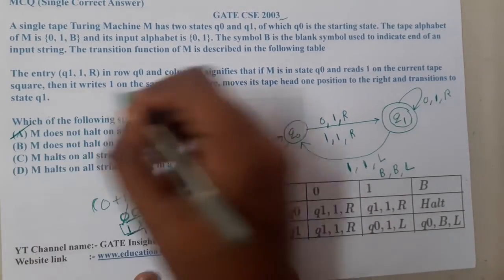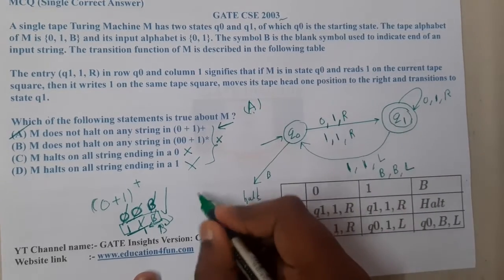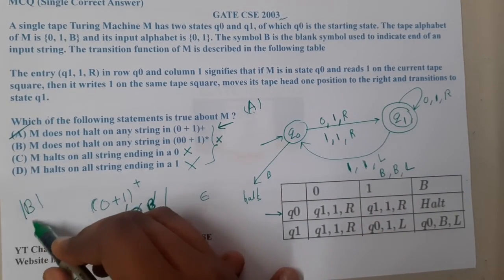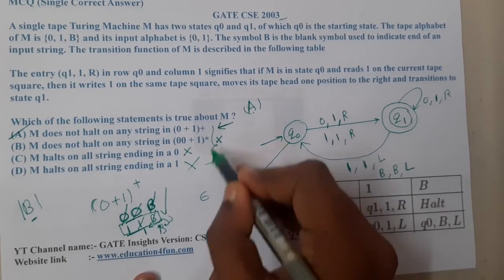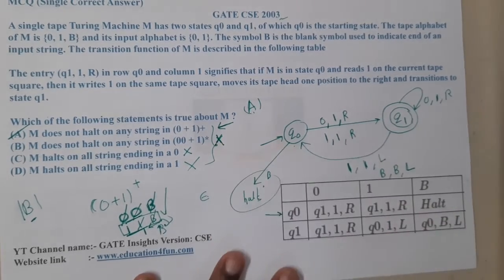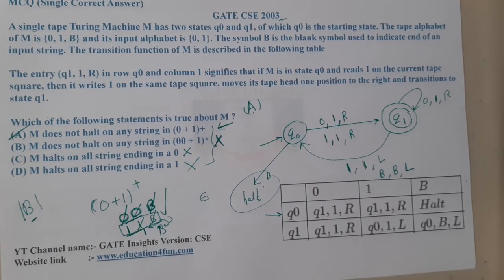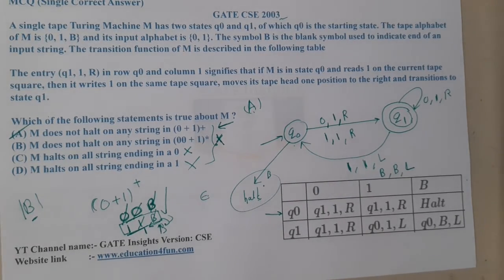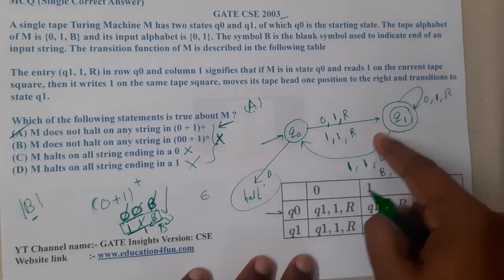So most probably A will be the correct answer, guys. Because if we take epsilon as our string, that is nothing but single blank, at that time it is going to come here and it is going to halt. So that is the major reason why this option is wrong. So I think everyone now got a clear idea, right? Yes. This is quite an easy question, right? Yes. Basically this is an infinite loop, guys.